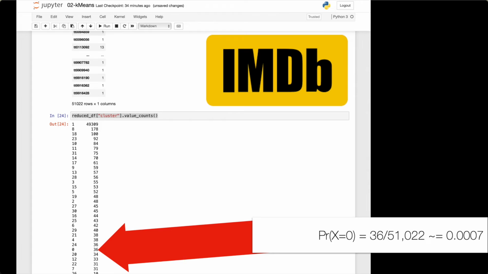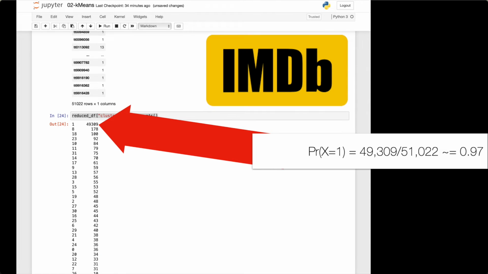So just by this naive approach, what's the probability of a new movie we haven't seen yet being in cluster 0? The answer is about 0.0007, or about 0.07%. So it's pretty unlikely that a new movie is going to come in and be in cluster 0. Alternatively, looking at the probability of being in cluster 1, we have a much higher probability of this.